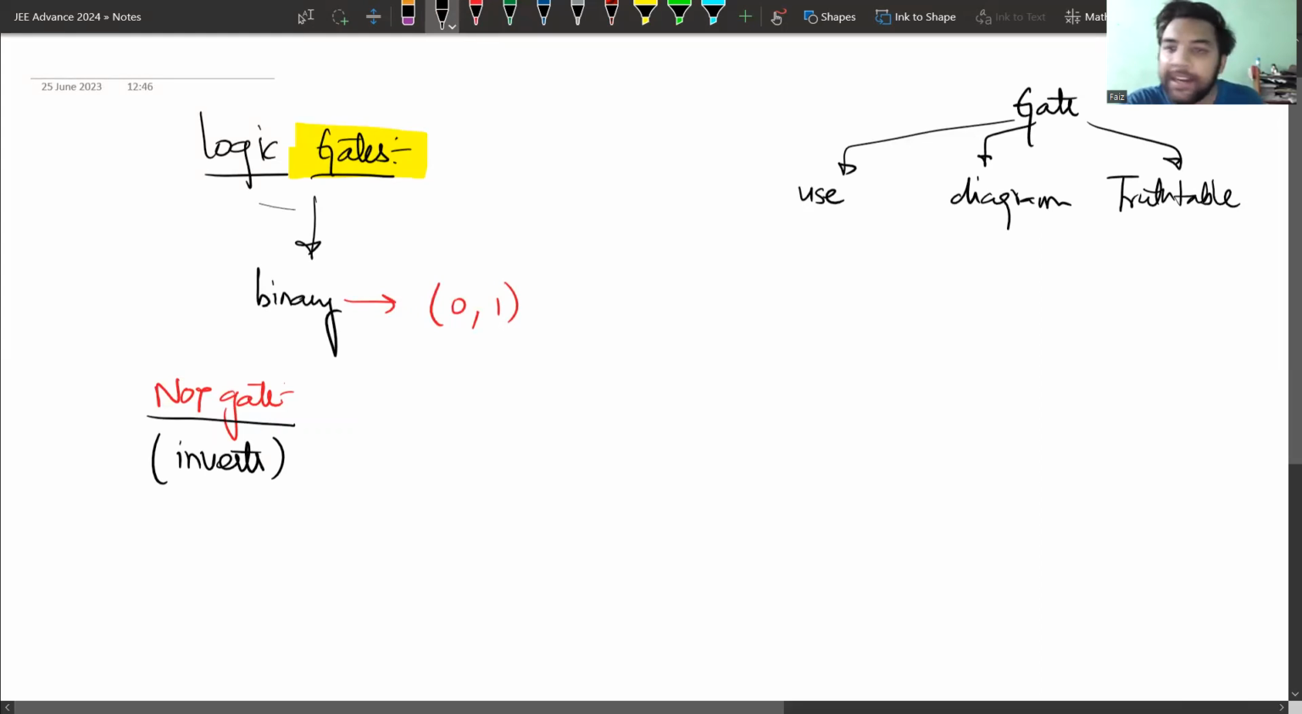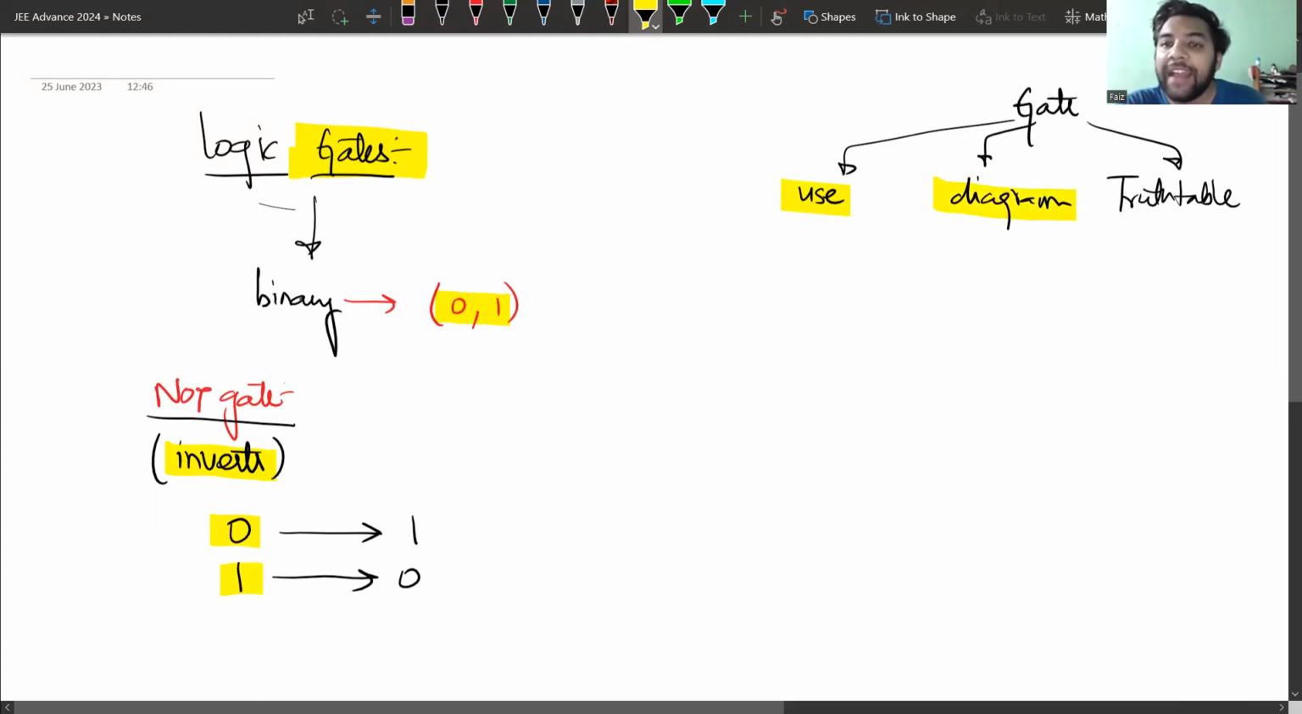The first gate is the NOT gate. What is the use of this NOT gate? It inverts the value. Sir, how does it invert the value? It's pretty simple. If you give 0 to that gate, it will invert and give it back to you as 1. If you give 1, it will invert and give you 0. As simple as that, right? Since binary has only 0 and 1, these are the only input values I can give.